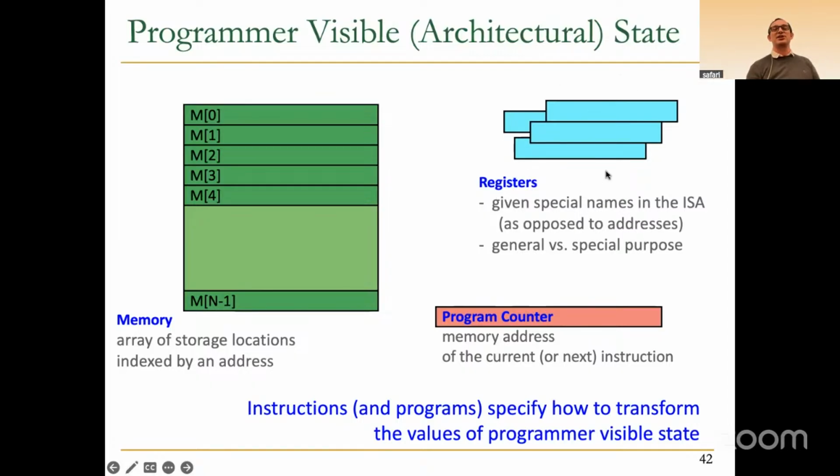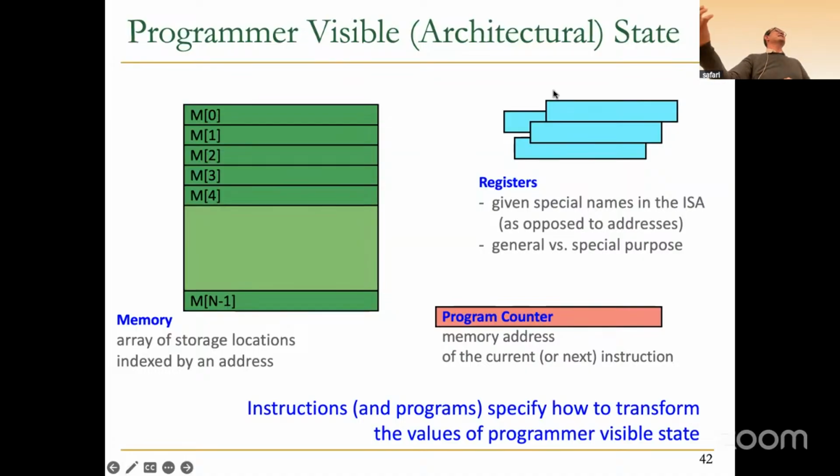Fast temporary storage, as we have discussed. There could also be special purpose registers, which we're not going to deal with yet. And then there's a program counter. This is the memory address of either the current or the next instruction, depending on where you are in the instruction processing cycle, which we will get to soon. These are three key parts in a machine that are visible to the programmer. And programs are a set of instructions that specify how to transform the values of this programmer-visible state.